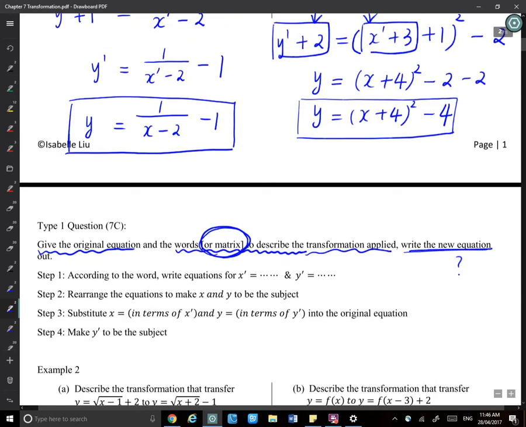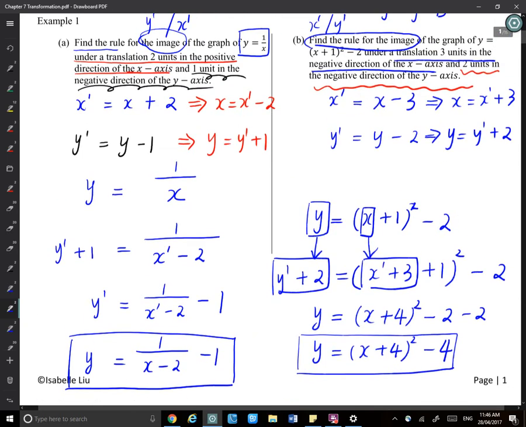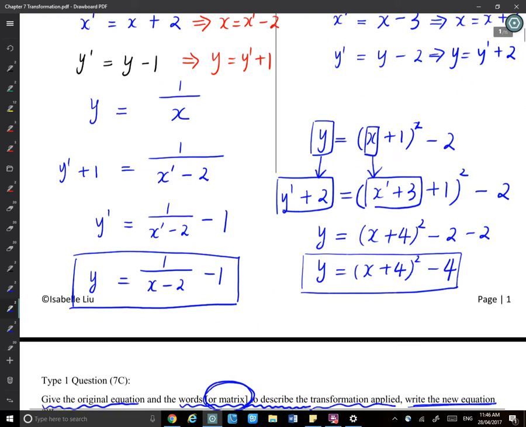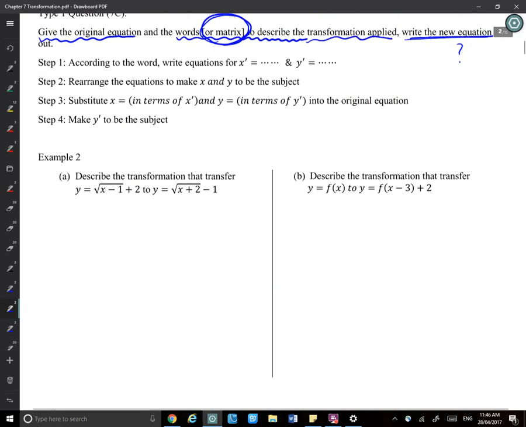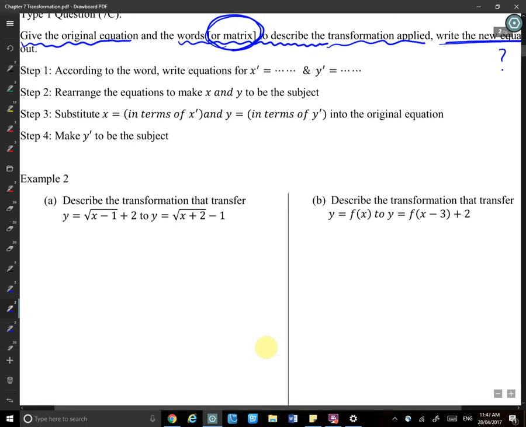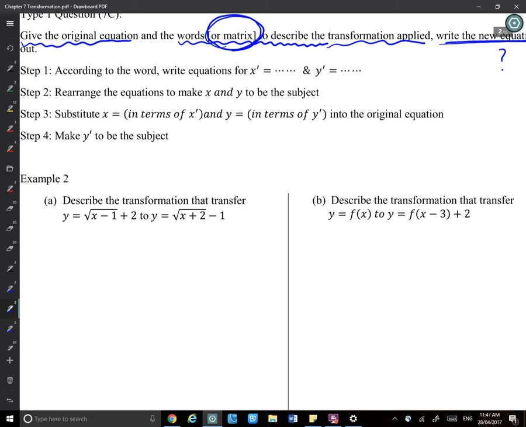Go back and have a look. We have the original equation and the word description for the transformation applied, and we are asked to find the new equation. That's type 1. So how do we do type 1 questions? According to the word description, write the equations for x dash equals something, y dash equals something. For example, x dash equals x plus 2, y dash equals y minus 1.